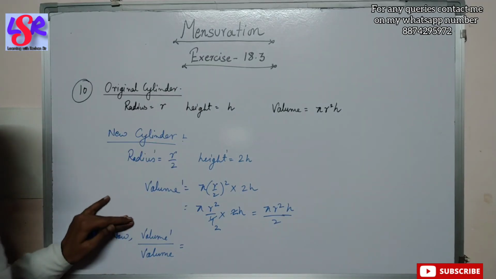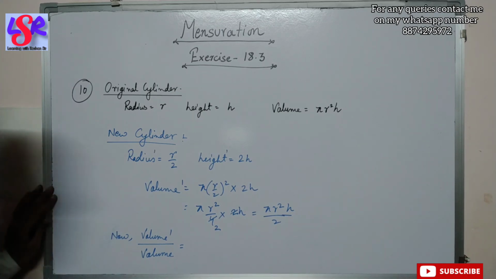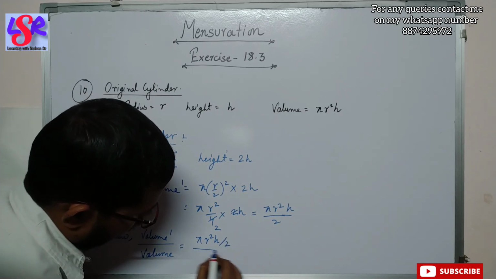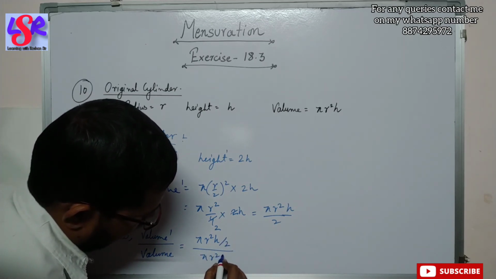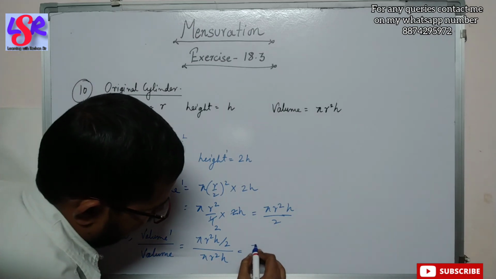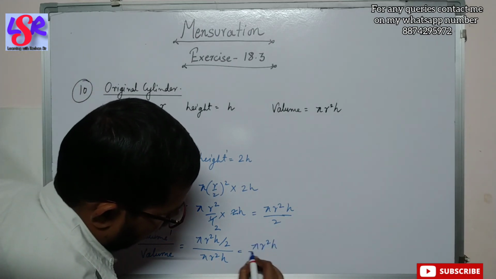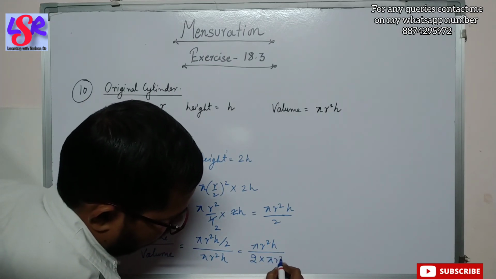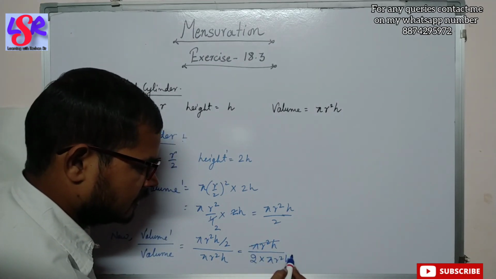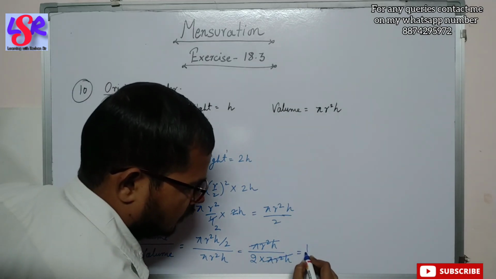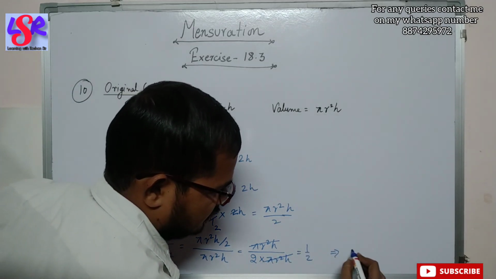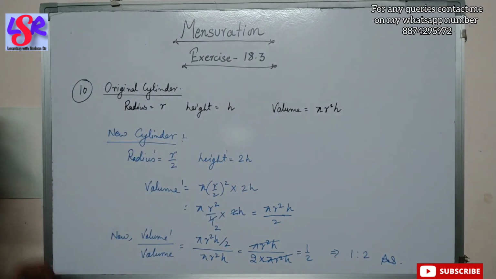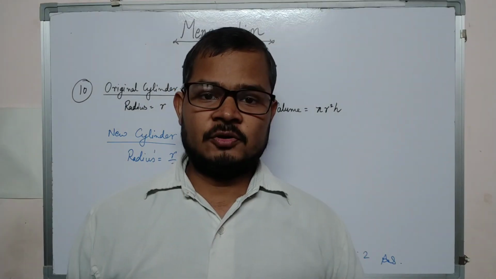Now the volume of the new cylinder to that of the original one is equal to (pi r square h upon 2) whole upon pi r square h. Now this can be written as pi r square h whole upon, this 2 can be sent to the denominator, so 2 into pi r square h. Now this whole constant can be cancelled out and you will be getting 1 upon 2. This can be further written as the ratio 1:2 as the answer. That's all for this video. Thank you.